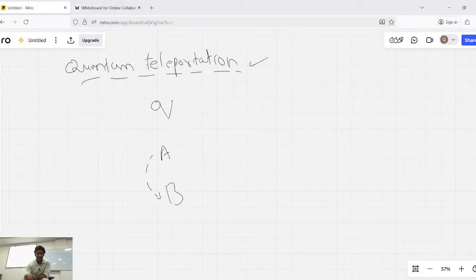So if A has a quantum state psi, the output at B should be knowing this psi, without that psi actually going to my B. Without me actually sending something to B, B's output should automatically be equal to psi. So how will this thing happen?